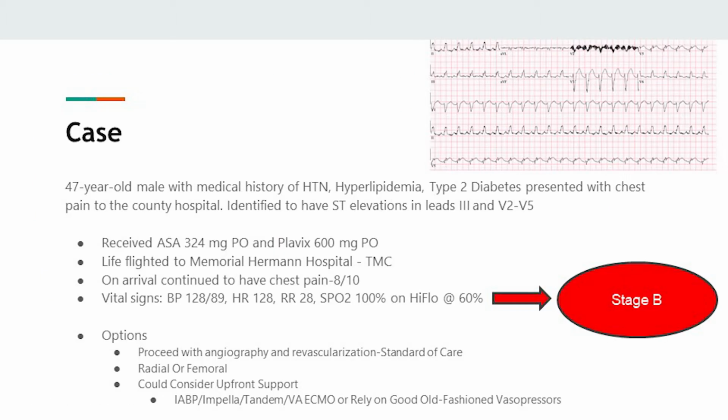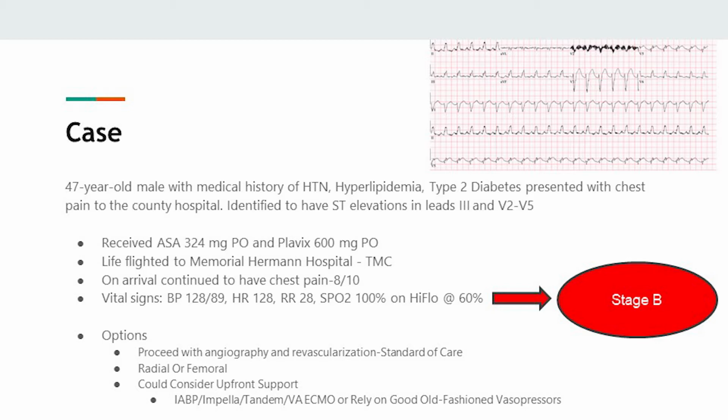So, to show how this plays out in real life, I'm going to present a case. This is a 47-year-old male with past medical history of hypertension, hyperlipidemia, and diabetes. He presented to the county hospital with chest pain. They did an EKG, which showed ST elevations in leads 3 as well as V2 through 5. They started medical therapy with aspirin and Plavix.